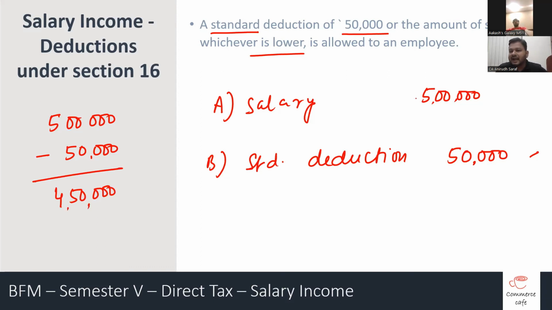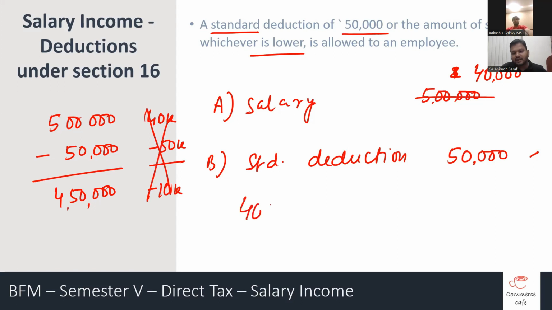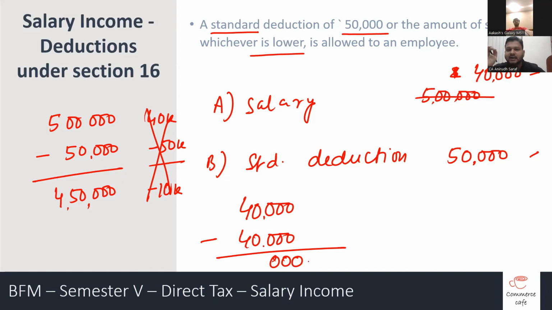But if your total salary for the year is, let's say, only 40,000, then if you do the same calculation, I will write 40K minus 50K. That will give you an absurd result of minus 10K. That doesn't make sense, so you will not do this. What you will do is 40,000 minus whichever deduction is lower. Which is lower? This one is lower. 40,000 minus 40,000 is 0. So nothing will be taxable. This is the concept of standard deduction: 50,000 or the amount of salary, whichever is lower. Clear?